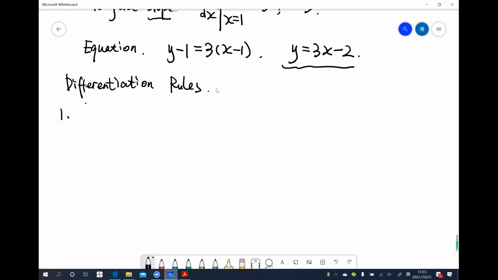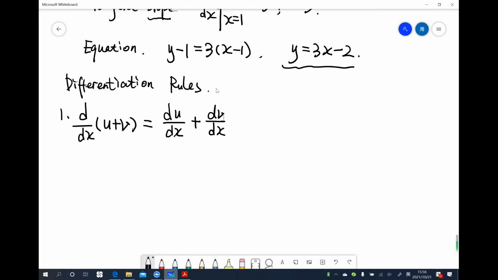Sum rule. That means if here u and v are two functions of x, and now I want to know d(u plus v) by dx. And now we use the sum rule. The sum rule means d(u plus v) by dx equals to du by dx plus dv by dx. So the first, that is sum rule.